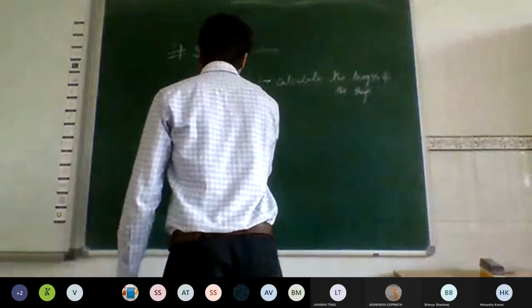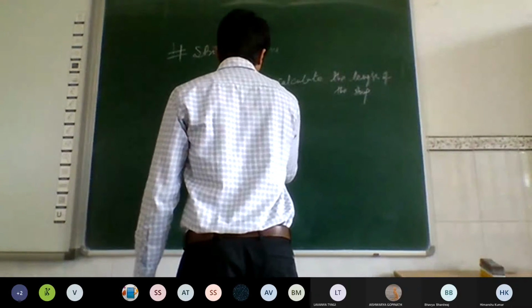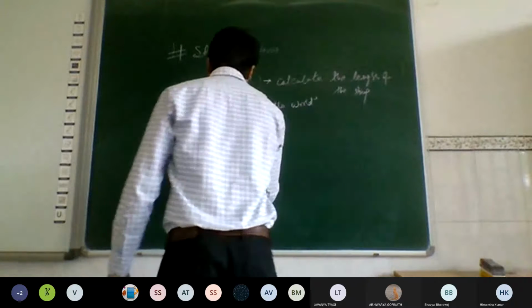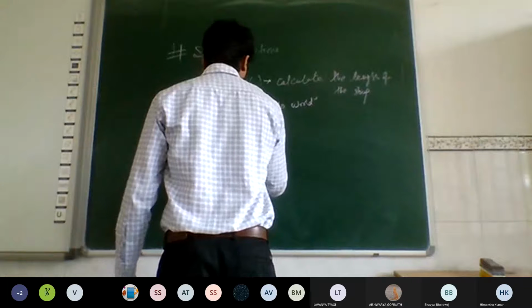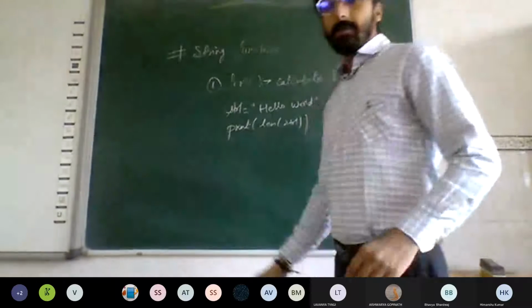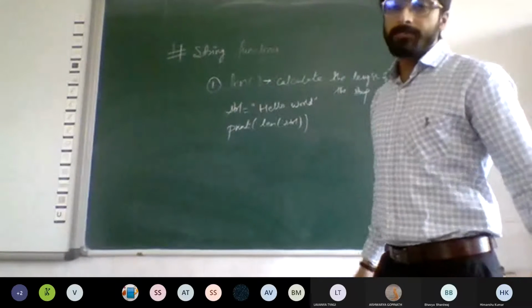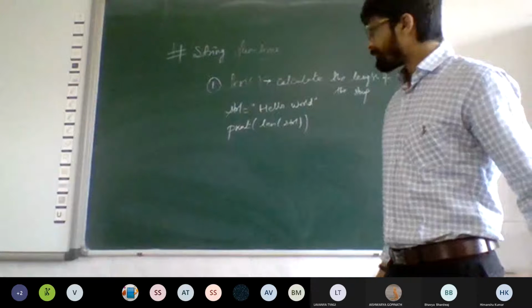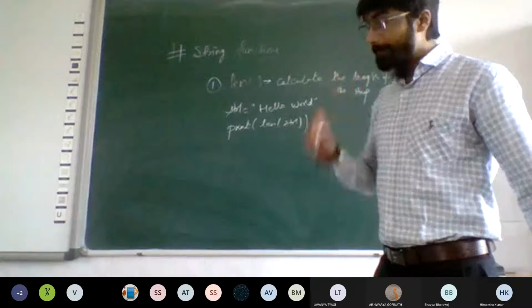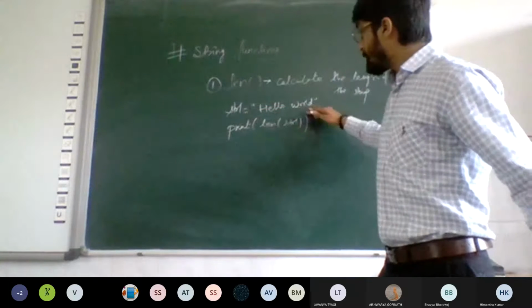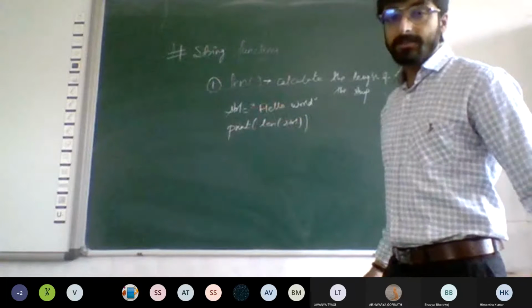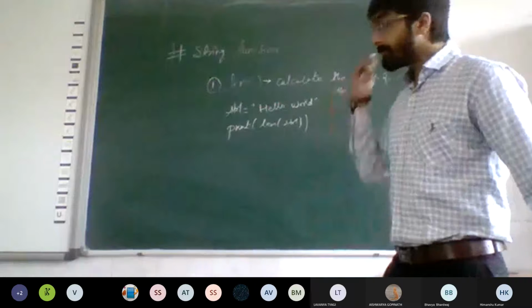That is, suppose I say that I have a string str1 equals hello world, for example, and if I print the length of str1, the output will be? We have a string, hello world. We have to print the length of this str1. What will be the output of this? So the output will be 11.